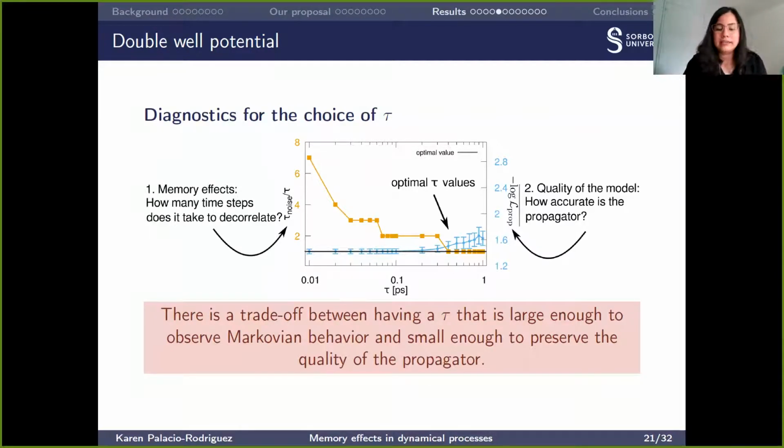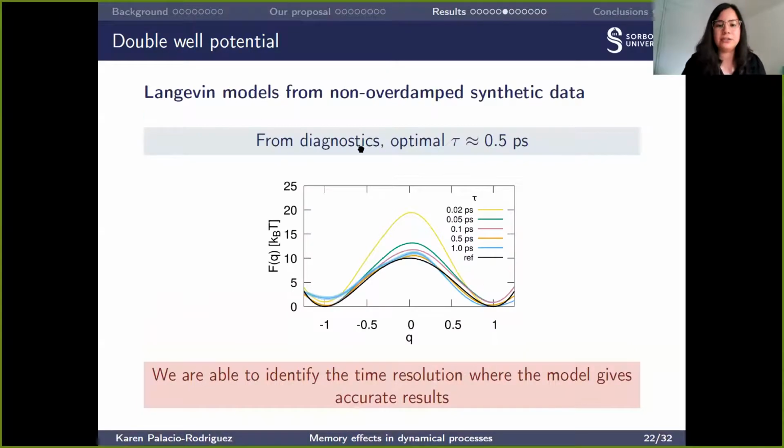And in this case, we found from the diagnostics that the optimal tau is around 0.5 picoseconds, which corresponds to the orange line that has more accuracy in the free energy. So we are able to identify the time resolution where the model gives more accurate results, which is very nice.